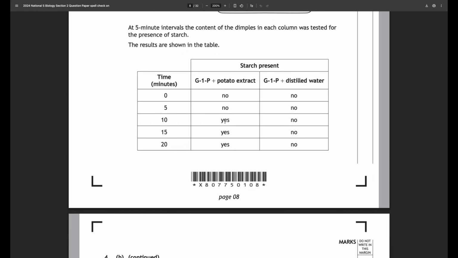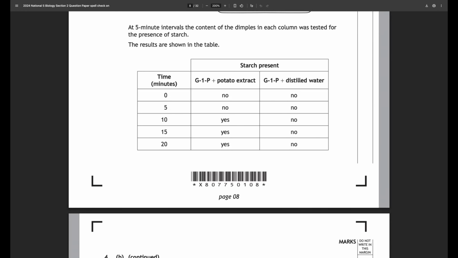Now, with the G1P, that is one solution. So we could say the volume of the G1P or the concentration of the G1P. We've also got potato extract, which is the enzyme. So again, we could say the volume of the potato extract or enzyme, or the concentration of the potato extract or enzyme. And lastly, we've also got distilled water in this experiment.